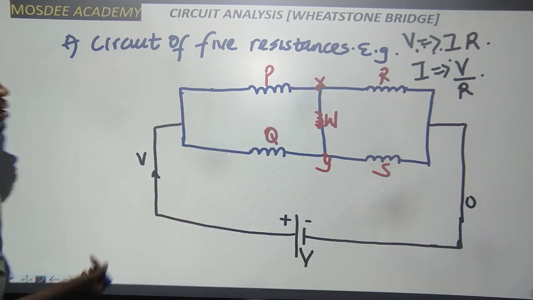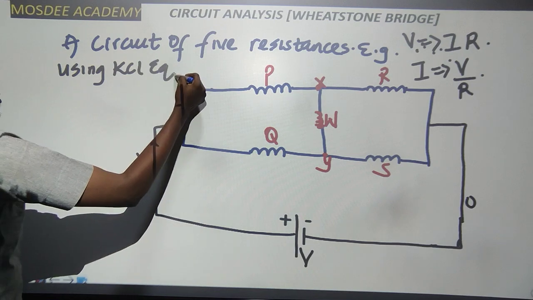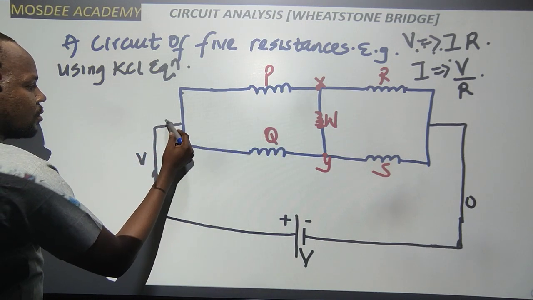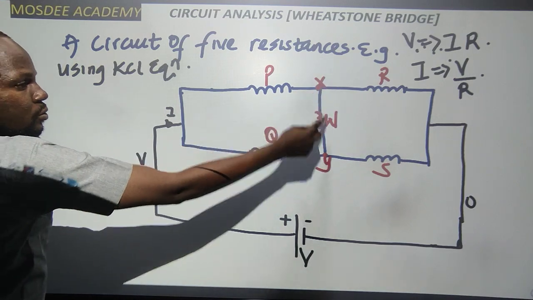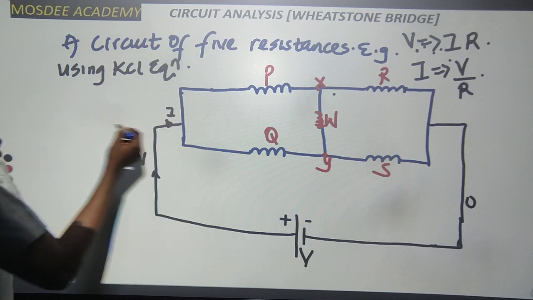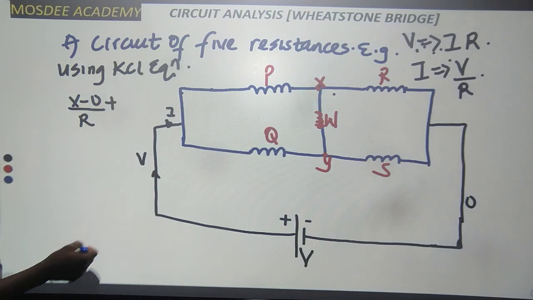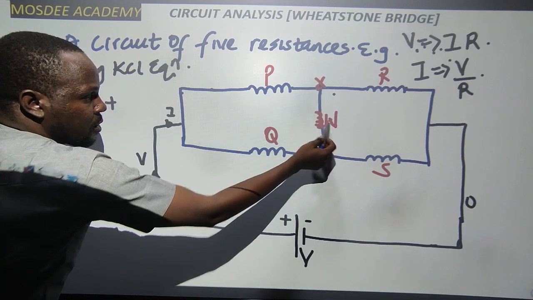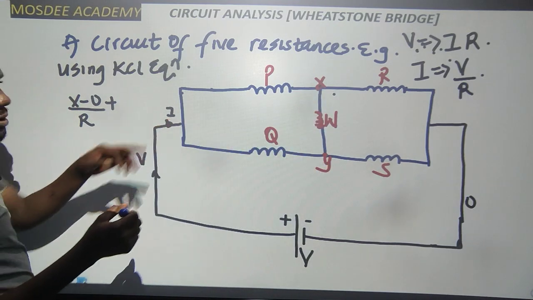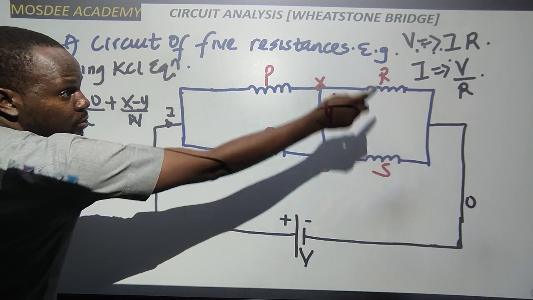If I start from junction X, using the KCL equation at X, the current is going like this. Taking that branch towards the right, the potential on that side is zero, so the current is X minus zero over R, using V over R, where the resistance at that point is R. Plus, going from X to Y across the Wheatstone bridge, the potential at Y is also zero, but the current moves from X to Y, so be very careful: we have X minus Y over W, because the resistance here is W.